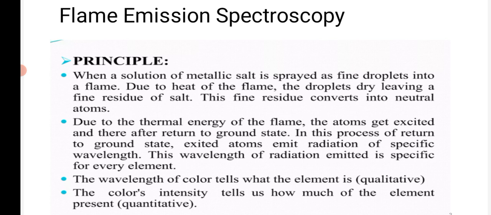So I hope everyone knows and is clear about the principle of flame emission spectroscopy. That is the main process. First, the metal atoms are introduced into the flame, and once they are introduced into the flame, the excited atoms return back to the ground state. So particular wavelengths are produced for every element. Each and every element produces a color; the color tells the qualitative, and the amount of the element present gives the quantitative determination.